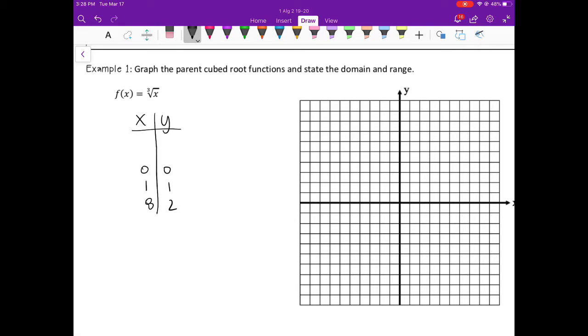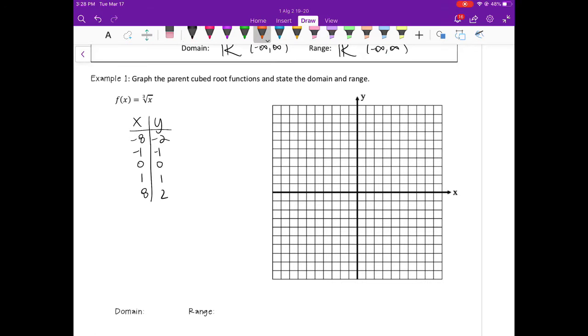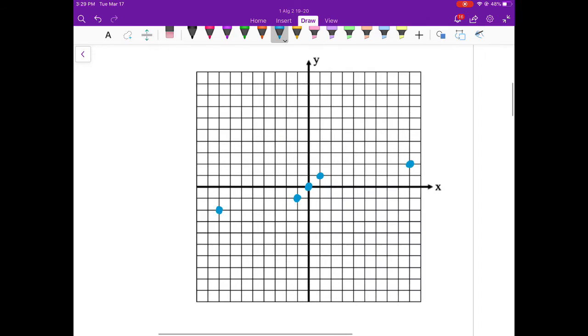But now remember that this time you can also take the cubed root of negative 1. You get a negative 1 when you cubed root negative 1. And then the other number must be a negative 8. The cubed root of negative 8 is negative 2. So we will plot all of those points, and it looks something like this. Notice that it's really steep right there in the middle, and then it really slows down how fast it grows after that. And it doesn't level off.